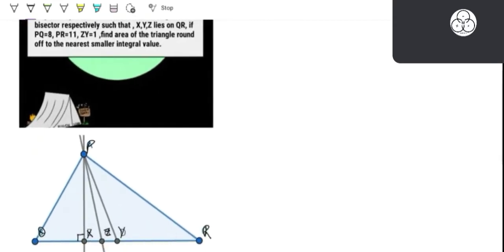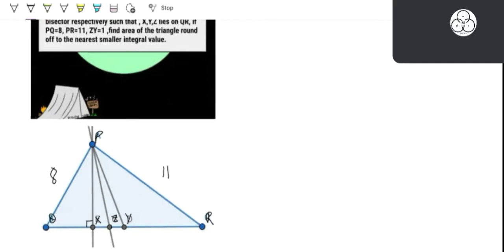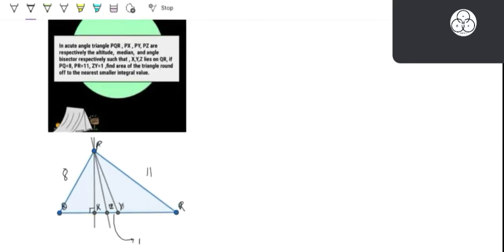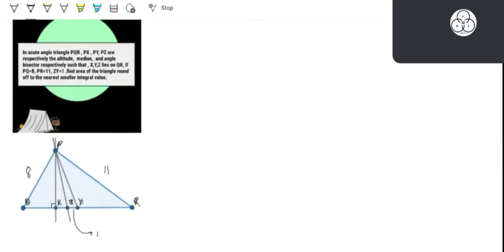PQ is equal to 8, PR equals 11, ZY equals 1. Find the area of the triangle, rounded off to the nearest smaller integral value.